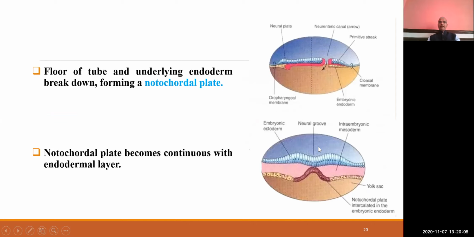The floor of the tube and the underlying endoderm, this is the endoderm, break and form a notochordal plate. This is the notochordal plate. So this notochordal plate becomes continuous with the endodermal layer. This is the endodermal layer and this is the notochordal plate, so they become continuous with each other.